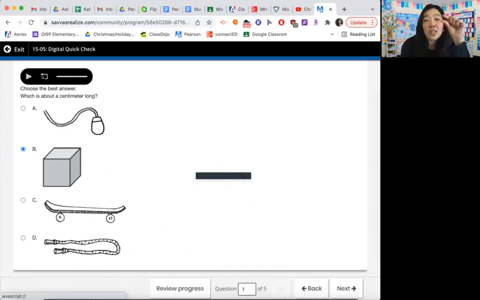And actually, I don't think it's a toy block. I think it's those little cubes, I don't know if you guys have ever used them, but in math when we're doing ones, tens, hundreds, I think it's those little cubes for the ones.